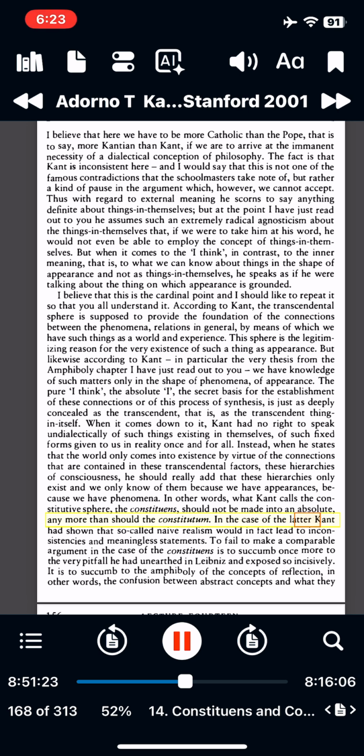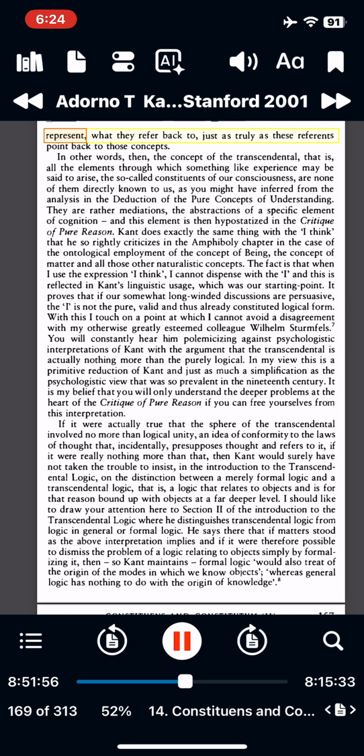In the case of the latter, Kant had shown that so-called naive realism would in fact lead to inconsistencies and meaningless statements. To fail to make a comparable argument in the case of the constituents is to succumb once more to the very pitfall he had unearthed in Leibniz and exposed so incisively. It is to succumb to the amphiboly of the concepts of reflection, in other words, the confusion between abstract concepts and what they represent, what they refer back to, just as truly as these references point back to those concepts.